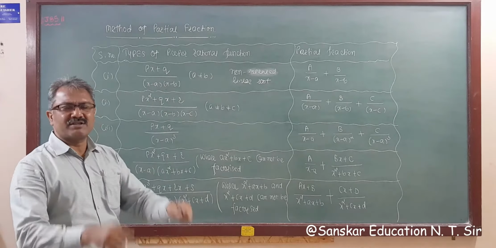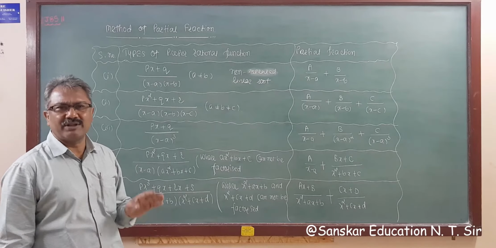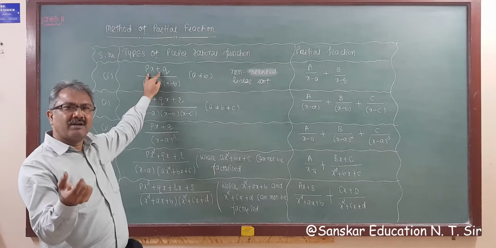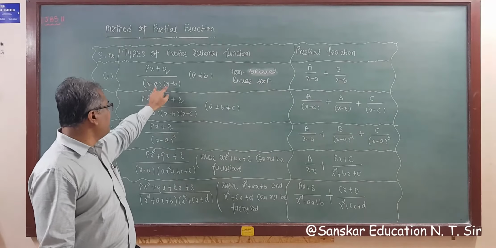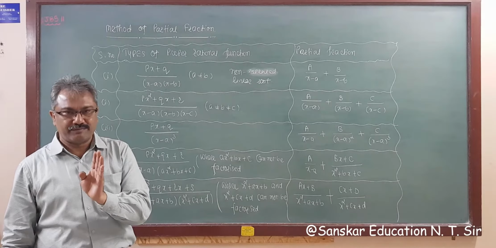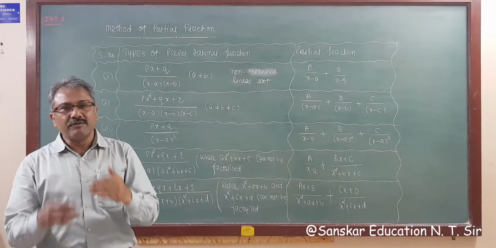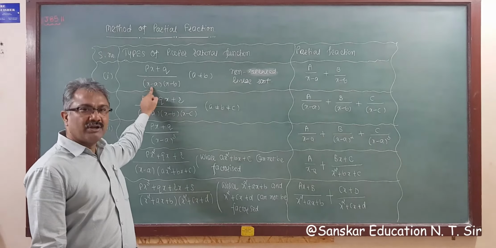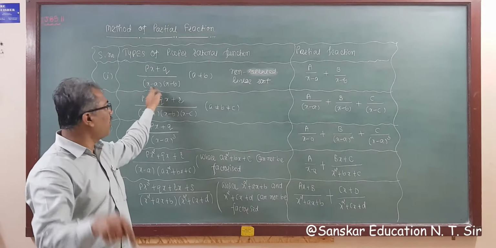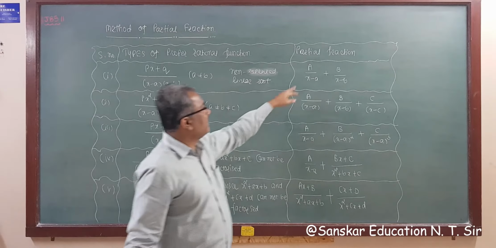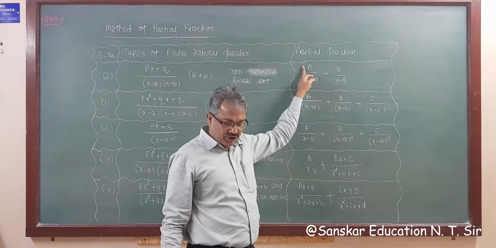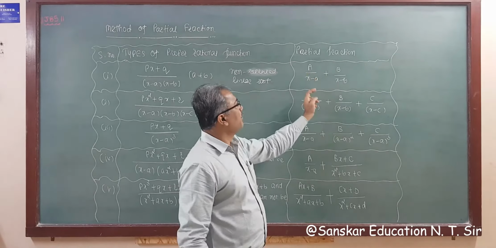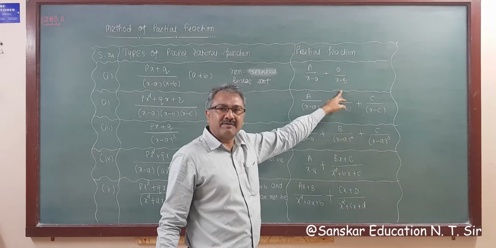It's a quadratic function or a simple function, don't worry about that, or constant only. If there is a linear function in the numerator, and in the denominator there is a product of linear roots, then what you have to do? Take one constant upon one linear root plus another constant upon another linear root, like this. I am taking a as a constant, so a upon one linear root, plus b constant upon another factor.